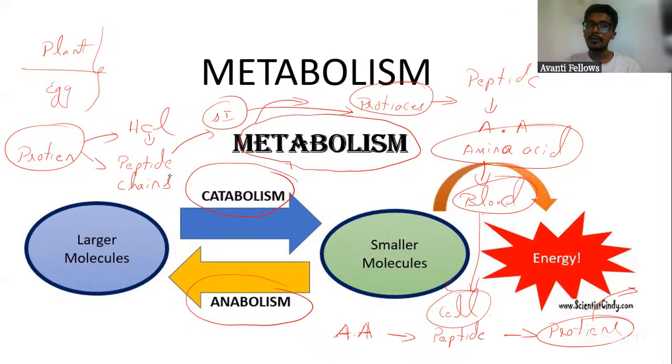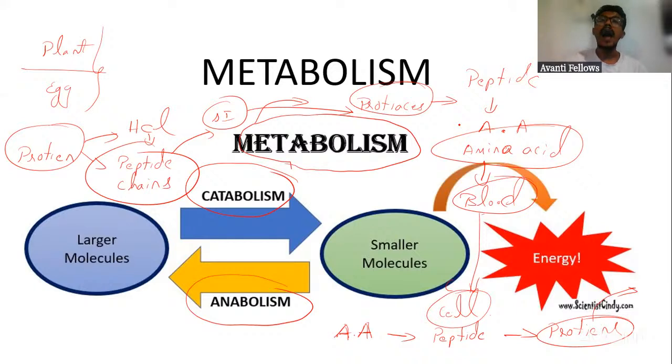So what happened here? The first process where the proteins were broken down into simple peptides, and the simple peptide chains were further broken down into amino acids. This process is called the breaking process, and it is also called catabolism.